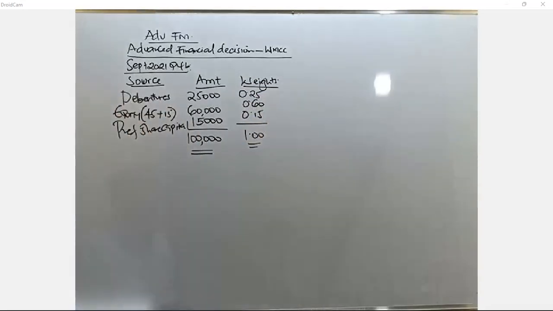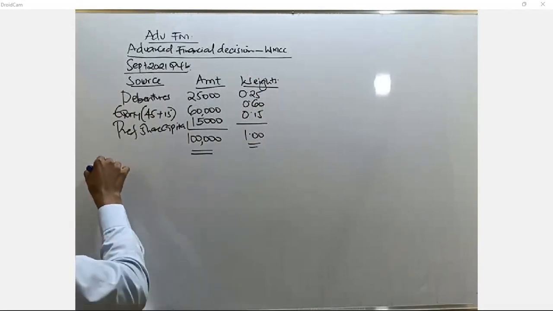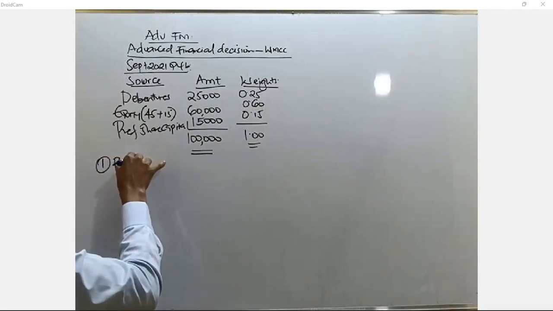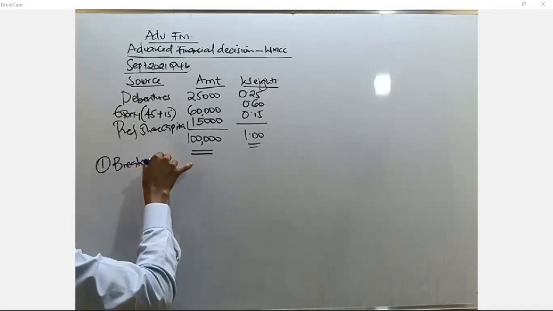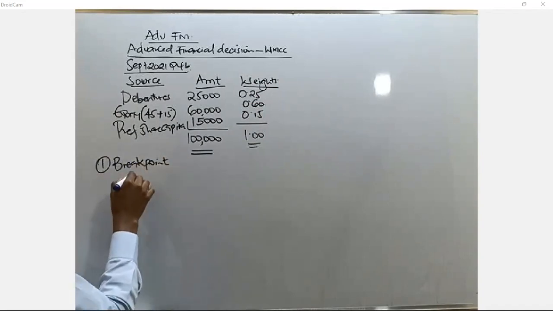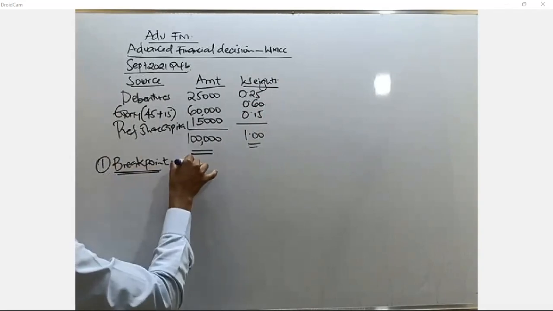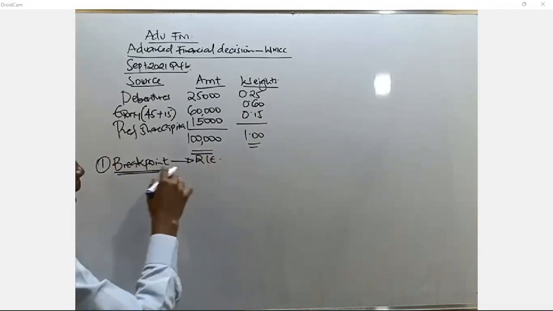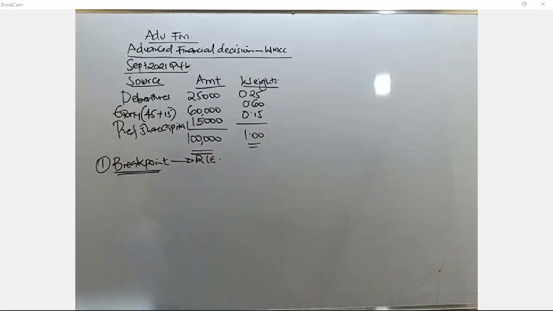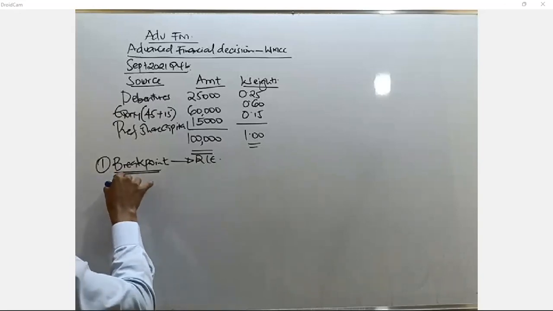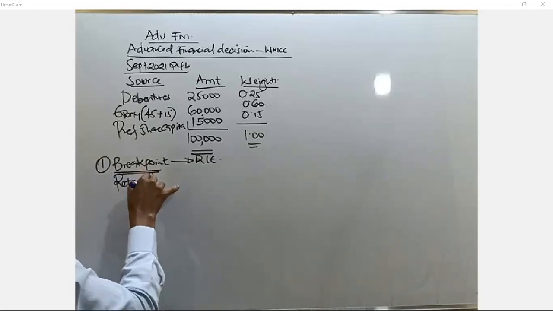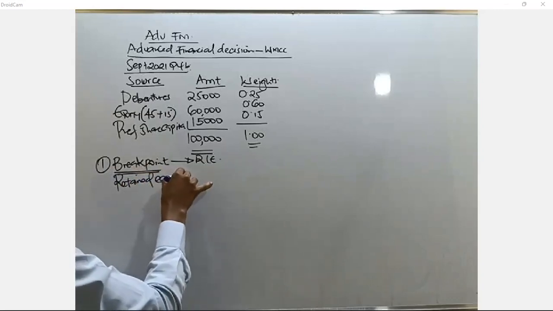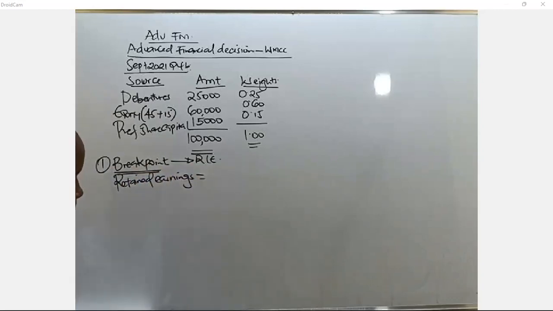Correct. Now, the examiner is asking you about the breakpoint. But do you know, the breakpoint relates to retained earnings, and the examiner has not given you the retained earnings. So if you want to compute the retained earnings, we are going to look at the net income.